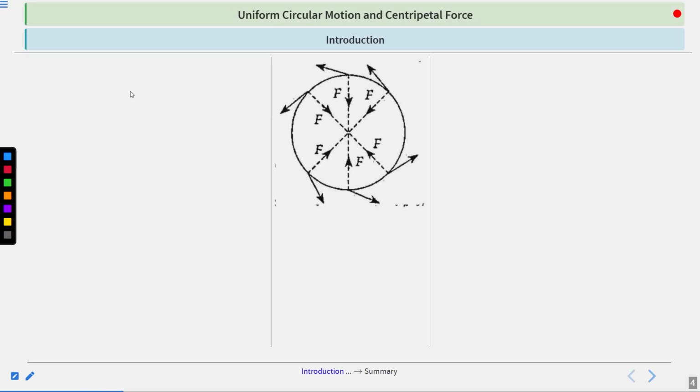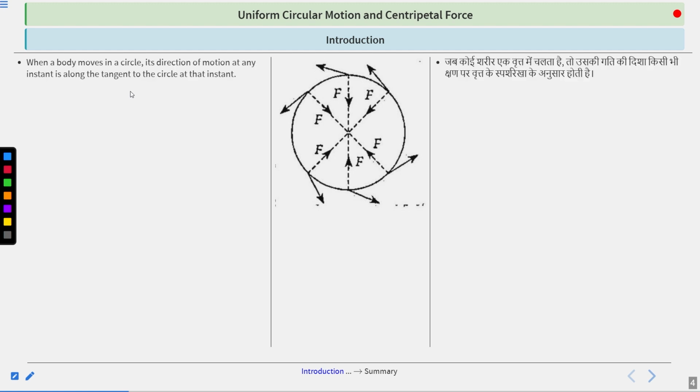Now let's begin with the topic. So if we take the introduction of this topic, we could say when a body is in circular motion, when a body moves in a circle, its direction of motion at any instant is along the tangent to the circle at that instance. For example, suppose there is a body that is moving in a circle, its direction is always tangent to the circle at that instance.